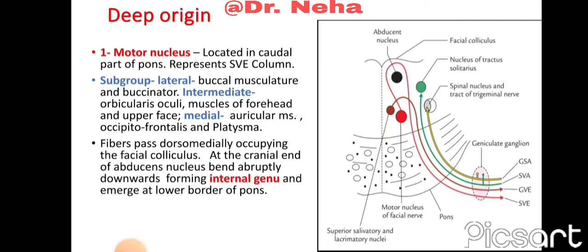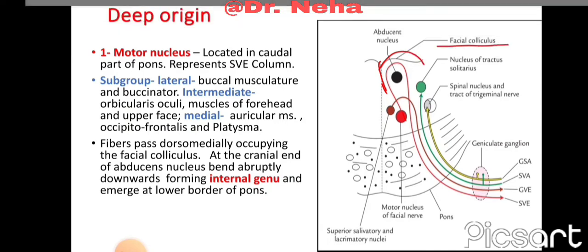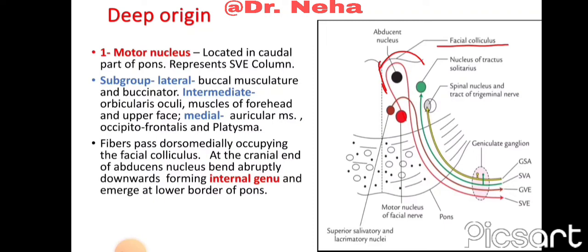The fibers pass dorsomedially, occupying the facial colliculus. As we can see in the diagram, these are the fibers of the facial nerve, and they pass dorsomedially and occupy the facial colliculus. That is the elevation in the pons which is created by the facial nerve nucleus. At the cranial end of the facial colliculus, the nerve bends abruptly downwards, forming the internal genu, and emerges at the lower border of the pons. In the diagram we can see the emergence of the facial nerve at the lower border of the pons.